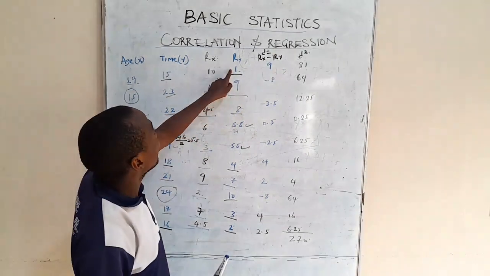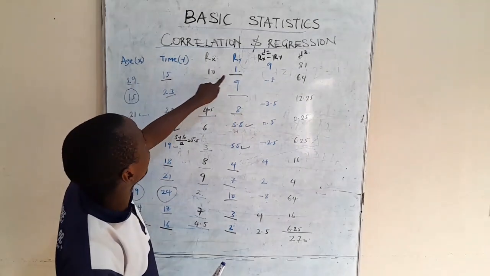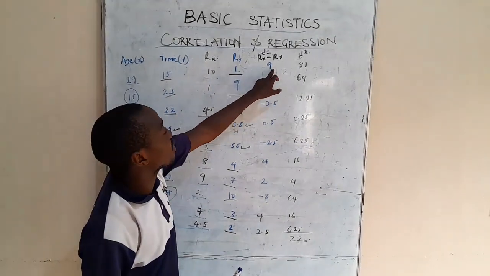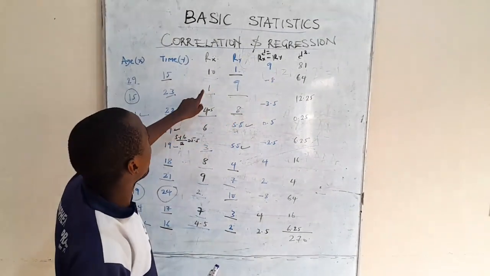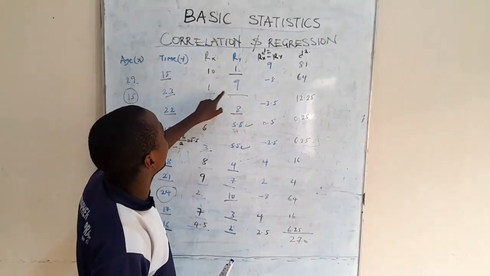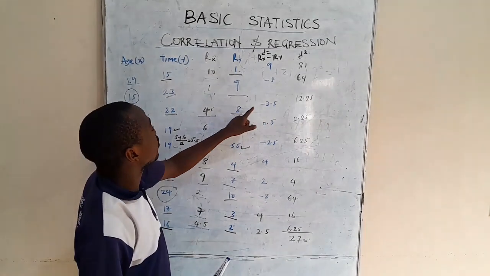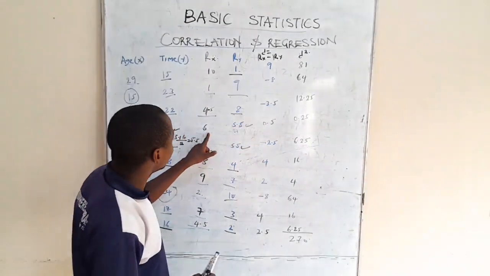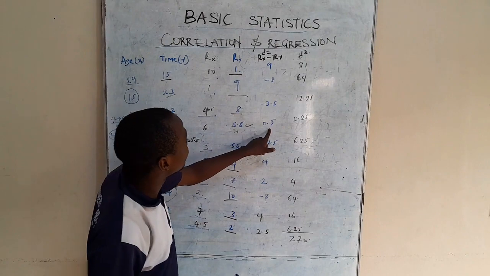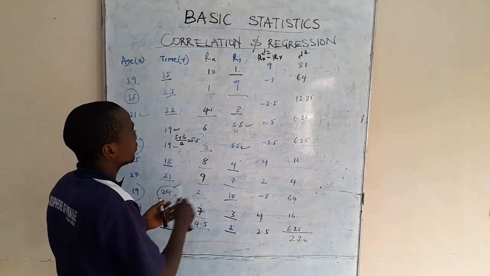So now, 1 minus 10, minus what? Minus 1. We're going to have 9. Now, followed by 1 minus 8. Sorry, 1 minus 9. We're going to have minus 8. 4.5 minus 8. We're going to have minus 3.5. 6 minus 5.5. We're going to have 0.5. 3 minus 5.5.